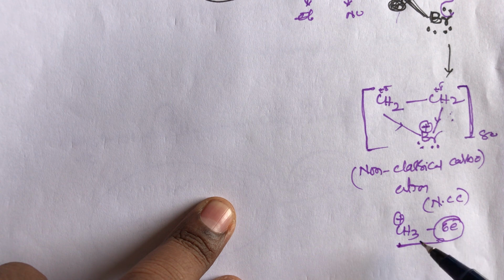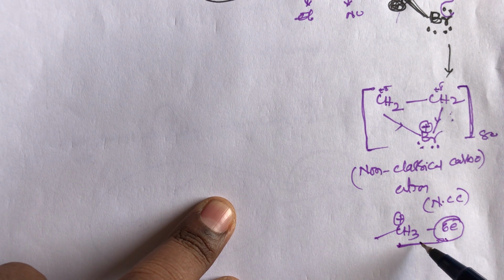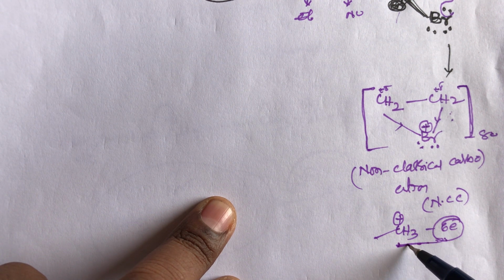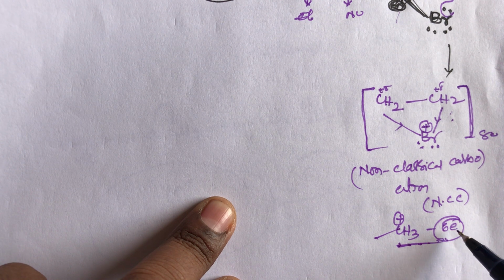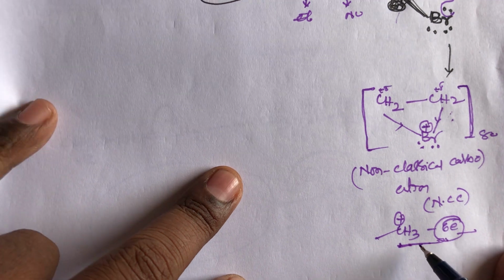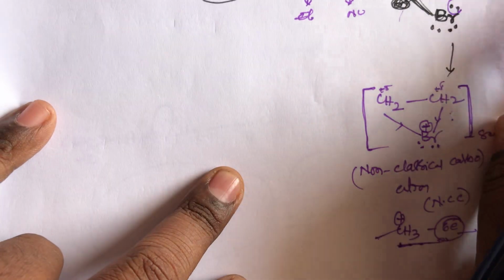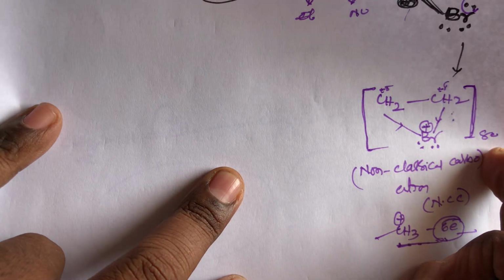Non-classical carbocation is more stable than classical carbocation due to the absence of an incomplete octet. The CH3 plus belongs to classical carbocation because it contains only 6 electrons, so it has an incomplete octet. That is why it is less stable than non-classical carbocation.